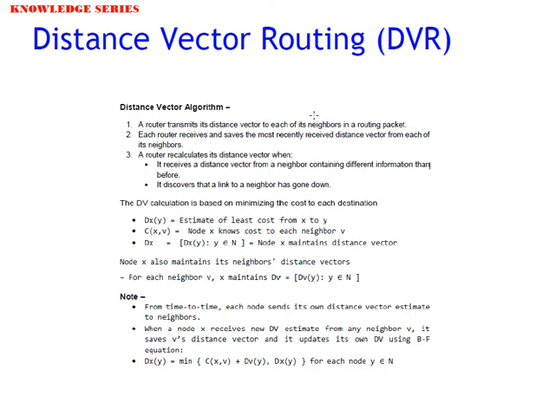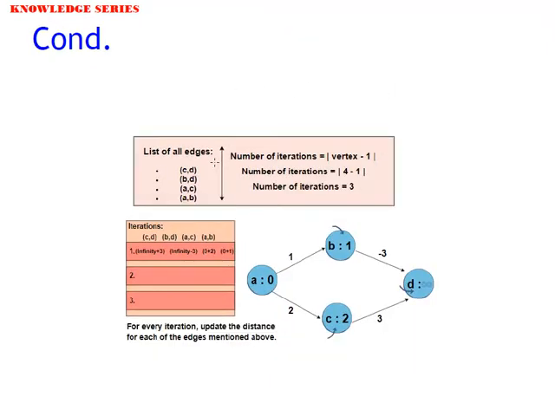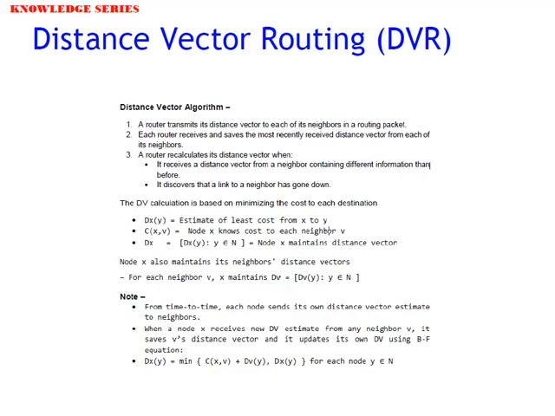Now if you look across this particular algorithm, a router transmits its distance vector to each neighbor in routing packets. That means every node is going to identify its neighbor, and it is going to transmit the distance vector. That is what we see here. Initially it was infinite. After one iteration it has updated to 1. That is what exactly it means.